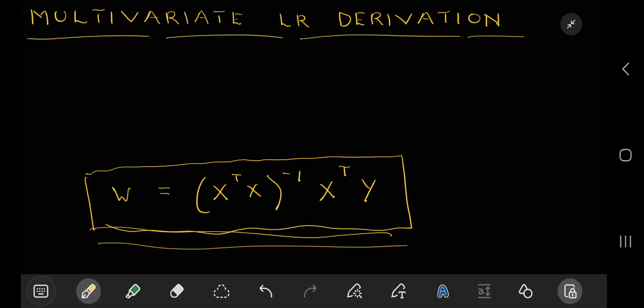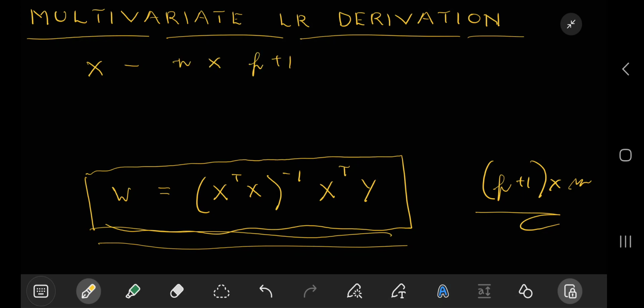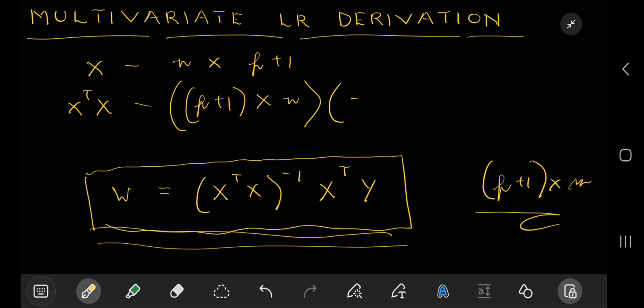So W is a matrix. What was W? It was a p plus 1 by m matrix, right? This is what our W was, and this equation should provide us W as the final answer. So how will you get it? X is an n by p plus 1 matrix. You agree with this? So what will be X transpose X? X transpose X will be p plus 1 by n multiplied by n by p plus 1. What will you get from this? If you multiply a p plus 1 by n matrix with an n by p plus 1 matrix, you will end up with a p plus 1 by p plus 1 matrix.